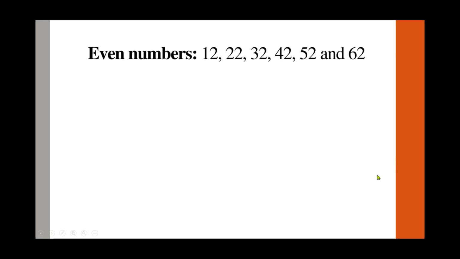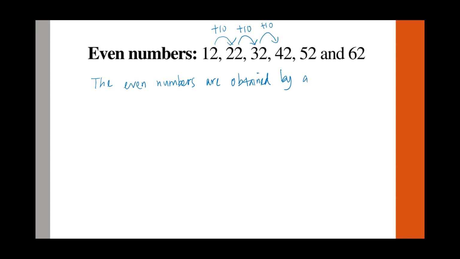Okay, we look at the next slide regarding the even numbers. So this is the list: 12, 22, 32, 42, 52, and 62. Okay, to describe the pattern again, we need to find out how the pattern looks like. So what do we do? What is the difference between 22 and 12 here? 10, right? So each of these, we plus 10. The next one also plus 10, right? Yes. So how do we describe the pattern for the even numbers? The even number is obtained by adding 10 to the previous number. Okay, let's try to write faster.